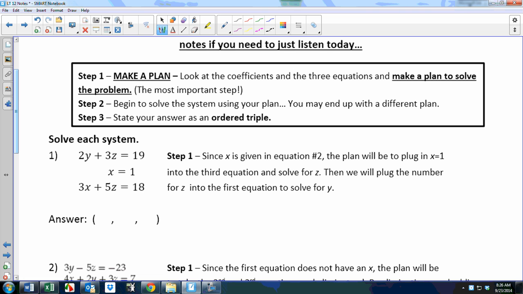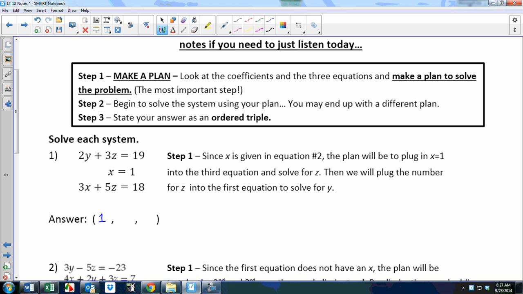All right, so I'm looking at problem number 1. 2y plus 3z equals 19, and x equals 1, and 3x plus 5z equals 18. And that's a gift, that middle equation, x equals 1. That's x. Can you use that somehow to find one of the other variables? Yeah, you could plug it into the third equation and get z. And then once you had z, you could go up to the top equation and find y. So that's the plan that I typed up right here that we would use here. X is 1.